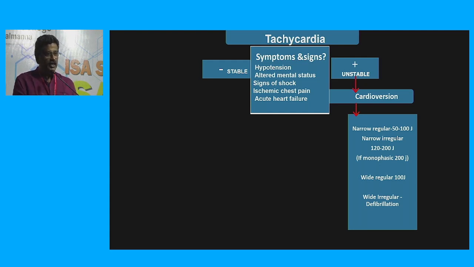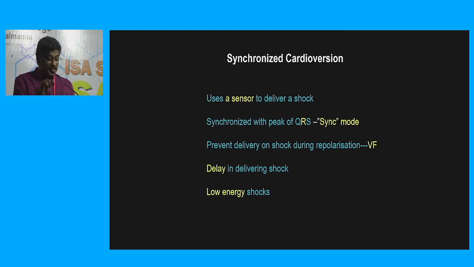So for example, for atrial flutter or SVT, you are going to give adenosine. For a monomorphic VT, you are going to give amiodarone. That is if there are no symptoms. But if there are symptoms, you are going to cardiovert the patient. So it uses a sensor to deliver a shock. It is synchronized at the R wave. If you press the sync button, it prevents the delivery of shock onto the T wave. When it falls on the T wave, it will induce ventricular fibrillation. So that is the reason why it is synchronized.